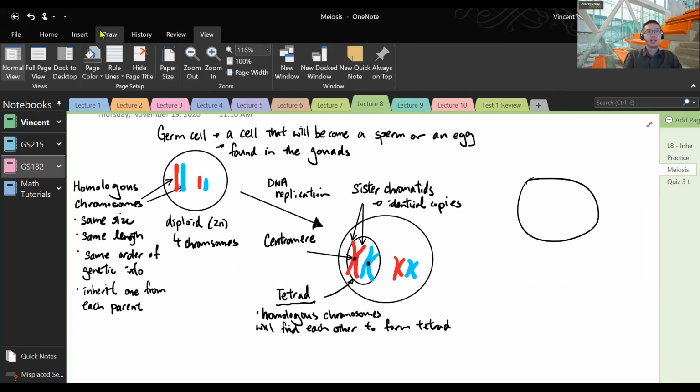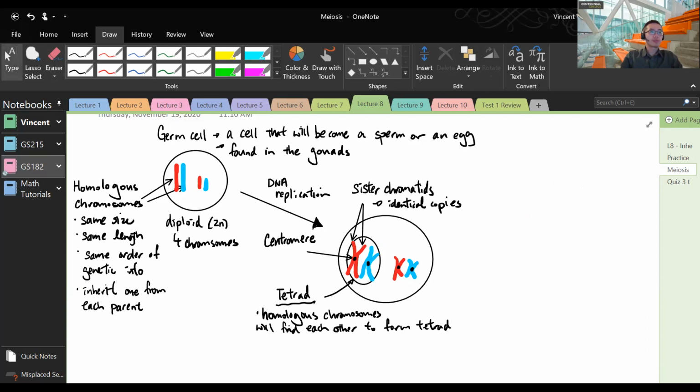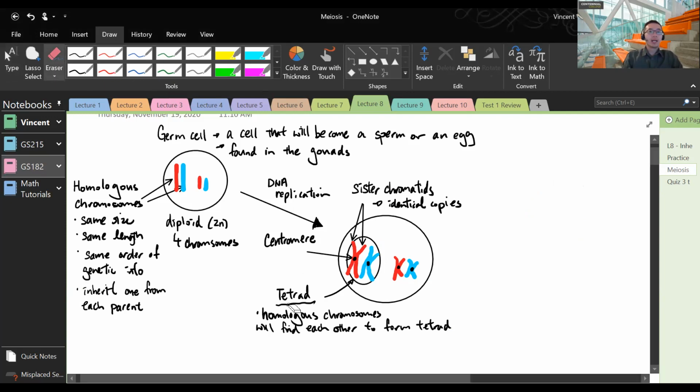Now, just for comparison's sake, you don't have to draw this. If this was mitosis, then you would have the chromosomes here, and they would just be randomly all over the place. They will not find each other. The homologous chromosomes will not find each other. They would just be around on their own. Does everybody understand what a tetrad is and what we're doing here? Okay, thank you. So why do we have to form the tetrad? What's the point?